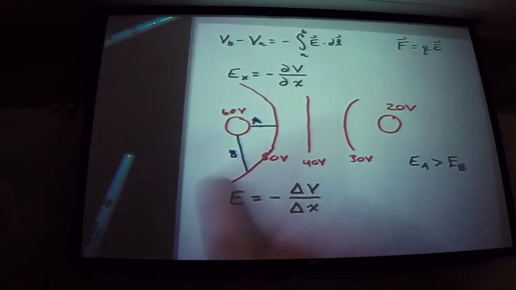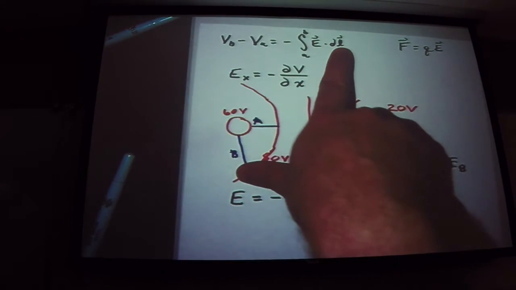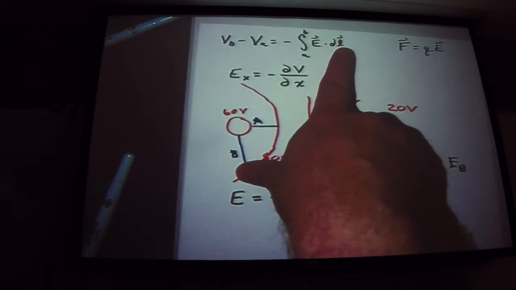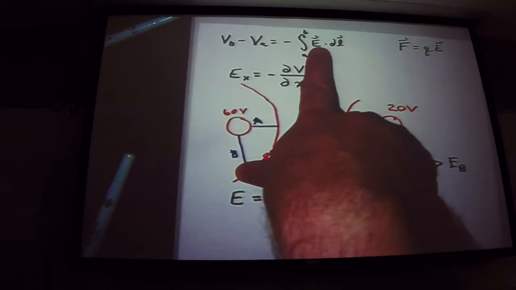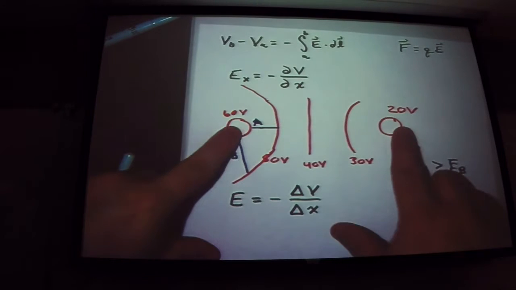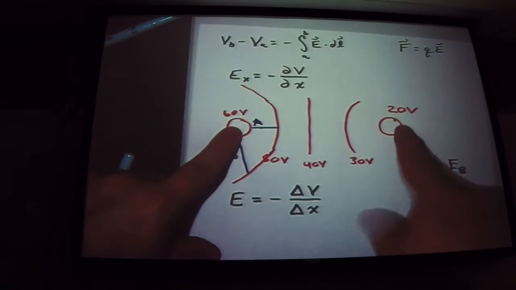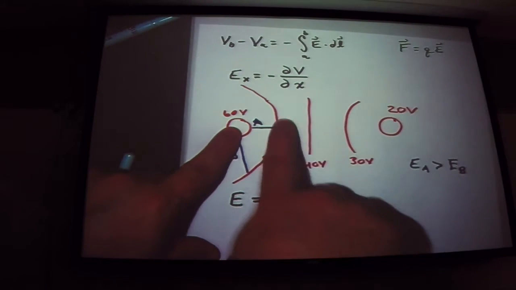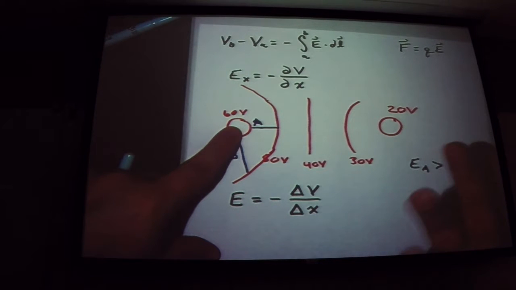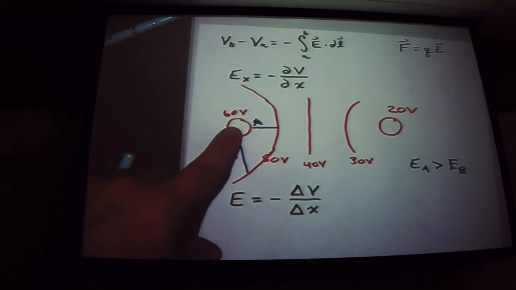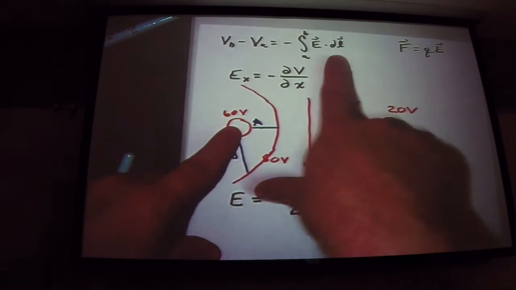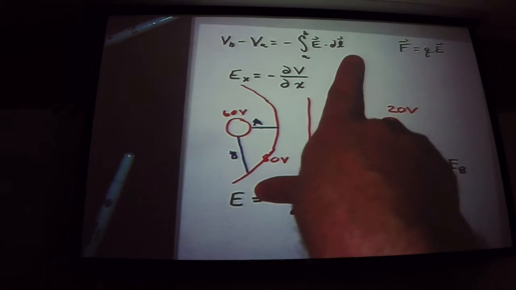So the only way to make this zero, there are two ways to do it. One is to not move. The other is to have the electric field be zero. Well, neither of those work. If I've got two voltages here, the electric field is not zero, and not moving doesn't do anything for me. So how else could I make this zero if neither of those are zero?